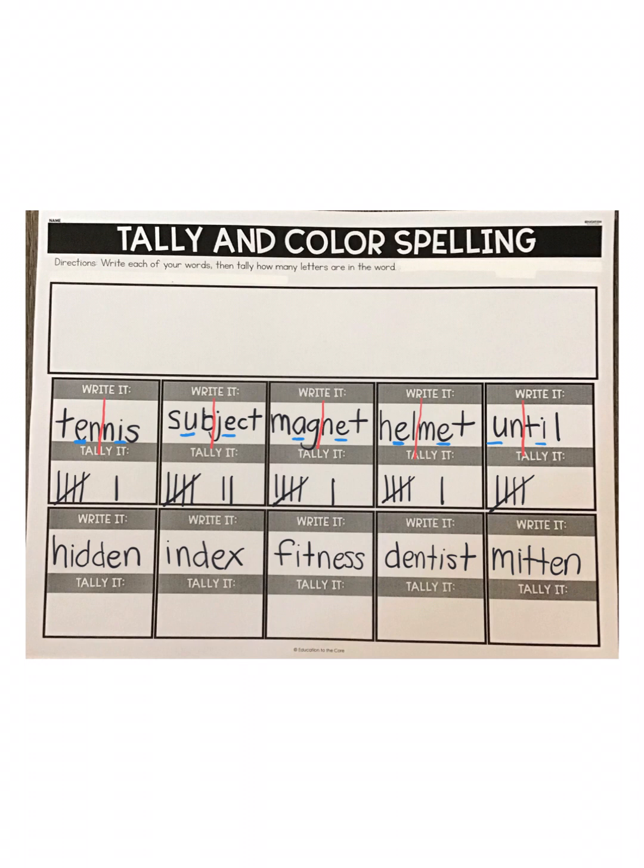The next word is fitness. Underline the vowels, divide the syllables, tally how many letters. Then we have dentist. Underline the vowels, divide the syllables, tally the letters. And the last word is mitten. Underline the vowels, divide the syllables, and tally the amount of letters. You're going to do great. I believe in you.